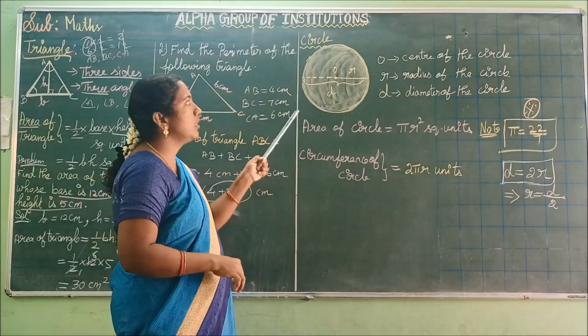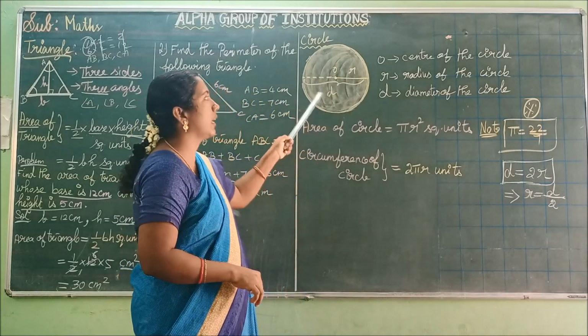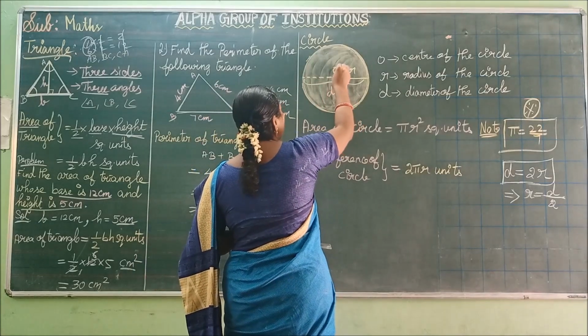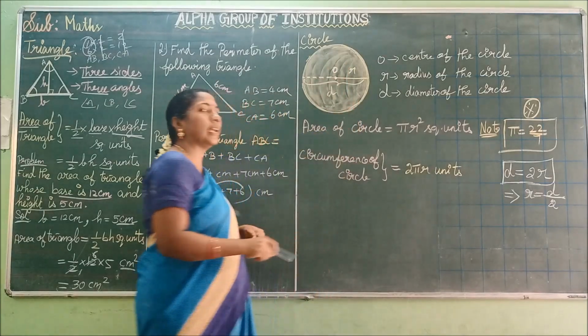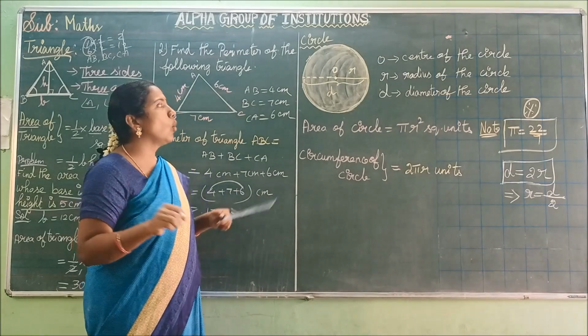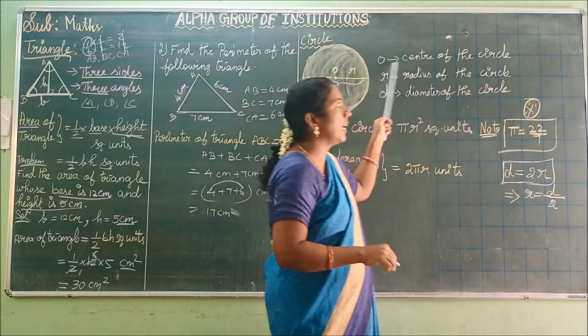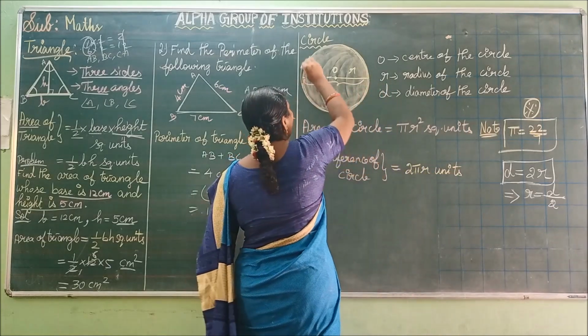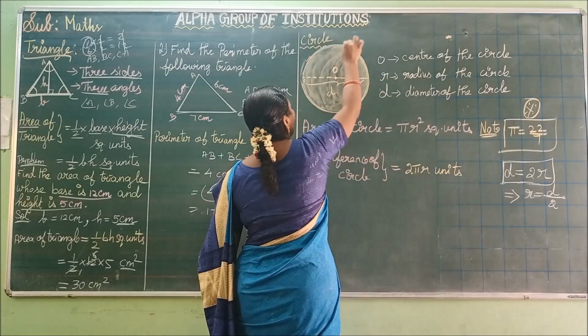Why are we calling this shape a circle? See here. This is the center point of this circle. We usually name it using the letter O. O is the center of the circle. This is the boundary of this circle.